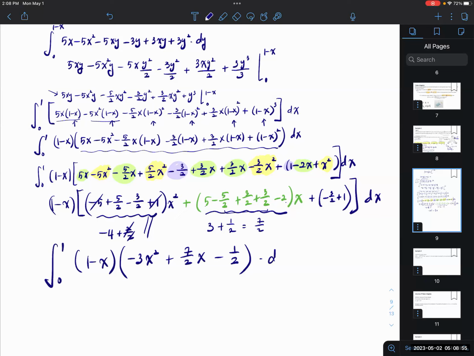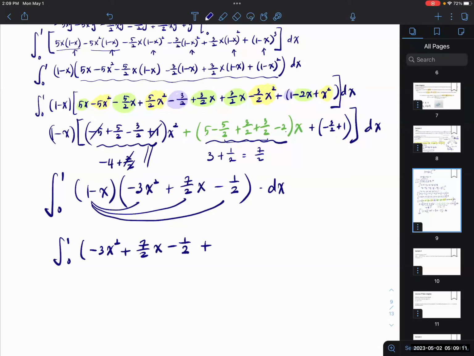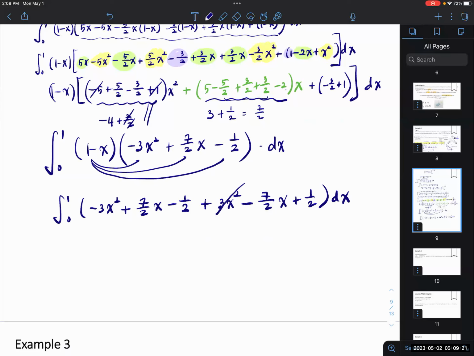Okay, now we can do dx. I'm going to try to simplify more and more so you can do the distributive property. So 0, 1 minus 3x squared, 7 over 2x minus 1 over 2. Double negative, 3x squared, 7 over 2x plus 1 over 2. Again, you can simplify all the work. Okay, x squared cancel.